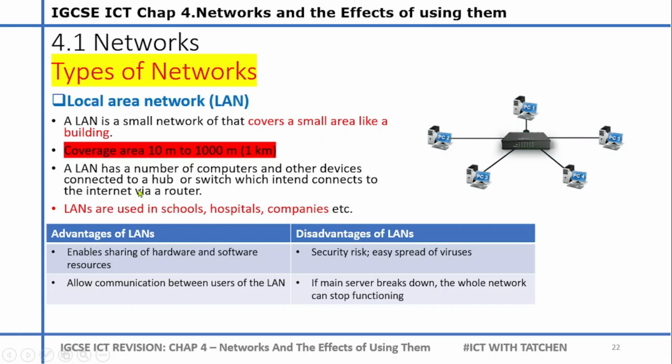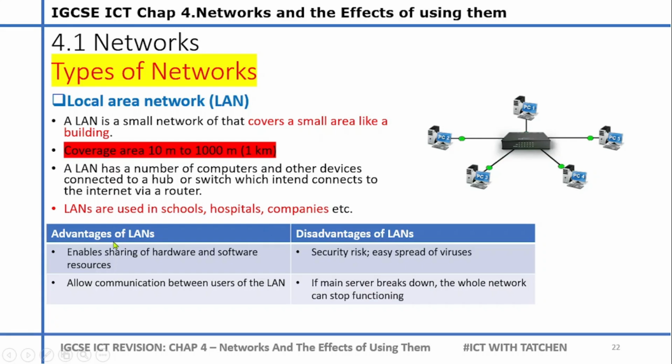A local area network has a number of computers and other devices connected to a hub or switch, which in turn connects to the internet via a router. So this is a simple local area network. If you want it to communicate with the outside world, you just add a router to the network. Commonly, you find local area networks in schools, like I mentioned, hospitals, companies, and so on.